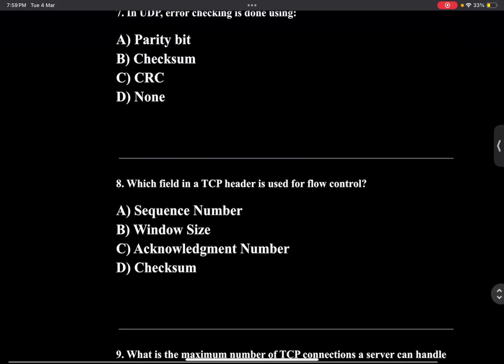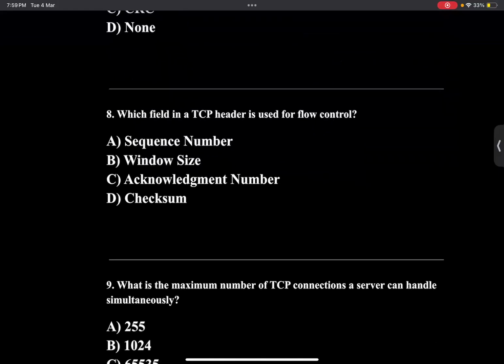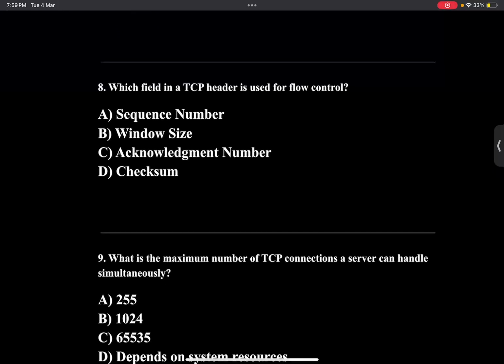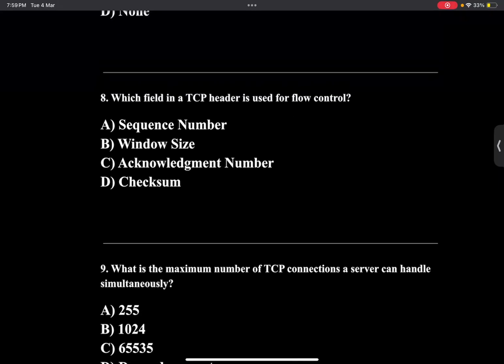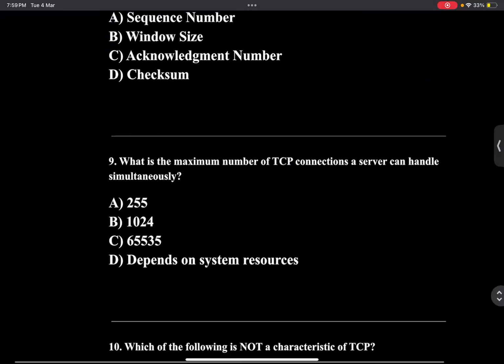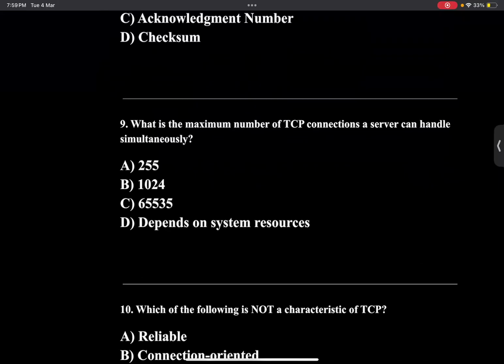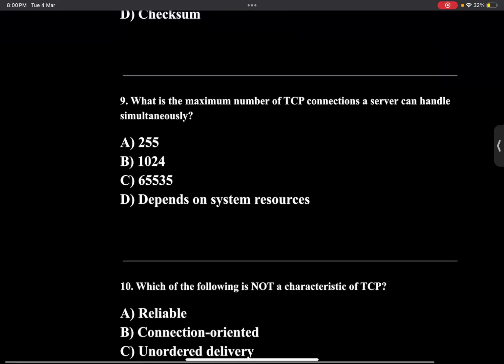Which field in the TCP header is used for flow control? Window size. Basically for flow control, we have to see the window size. What is the maximum number of TCP connections a server can handle simultaneously? It's basically D. It depends on system resources. How many actual connections are there?